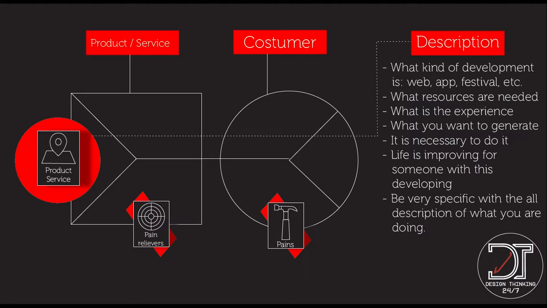After that, you go with the product and service description. It's really important here to say, okay, my product will be called this way, it's an app, it's a festival, whatever you are going to make, and make the description very specific. Think of the experience that you want your user or customer to have when they are interacting with your development. That is really important. Also, don't forget that you are working with a need of a specific situation.